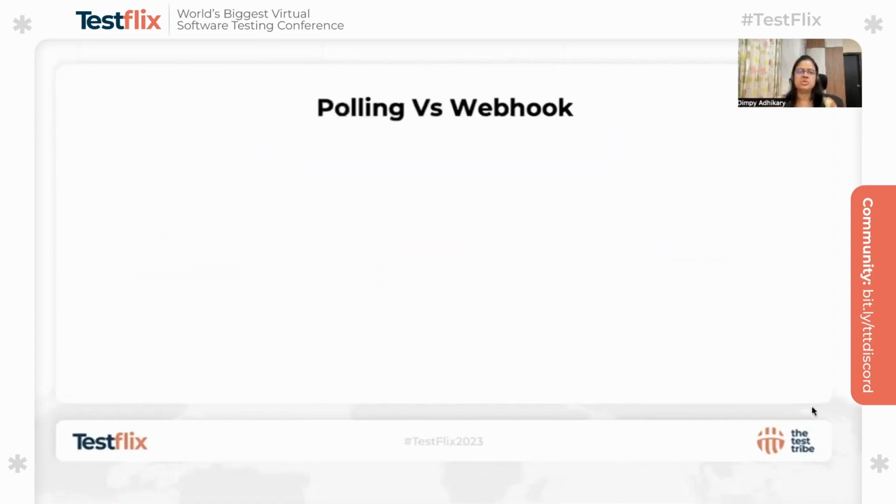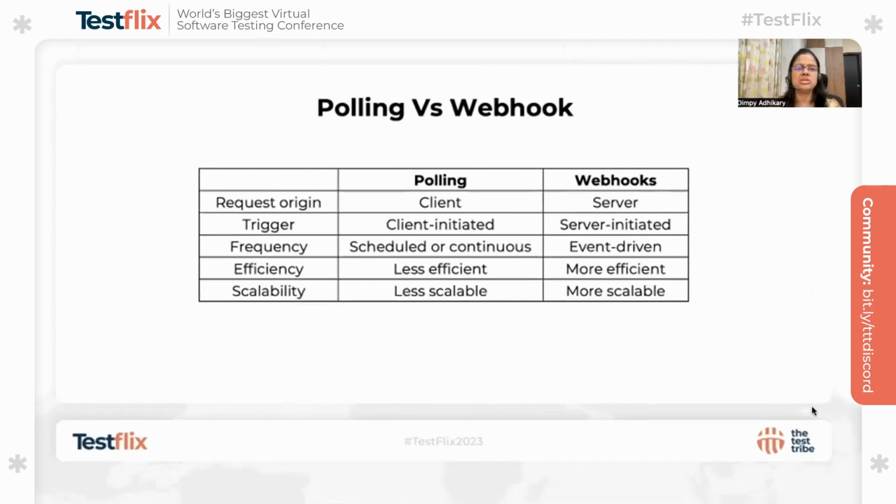So what is the difference between traditional polling and webhook? The request originates from the client in polling, but it originates from the server in webhook. So the trigger is client-initiated in polling, but server-initiated in webhook. And the frequency is scheduled or continuous in polling because the client needs to continuously ask the server for data.